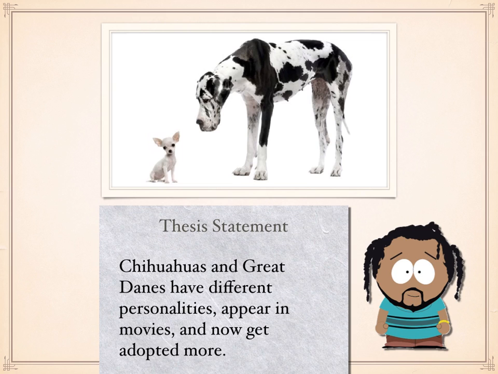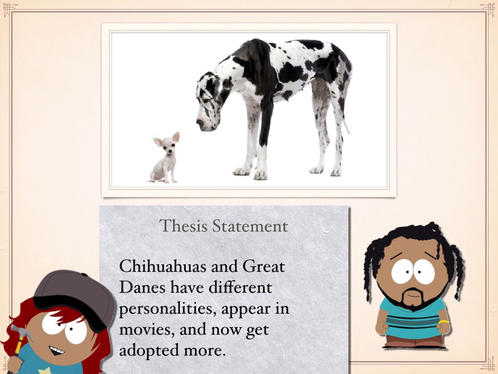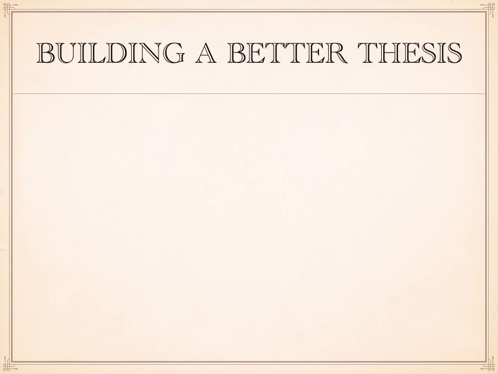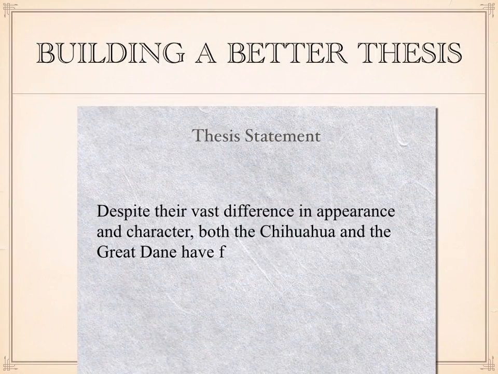Chihuahuas and Great Danes have different personalities, appear in movies, and now get adopted more. Well, okay, this approach is common among writers who are still a little unsure about how to write an essay. Notice that this example looks a lot like a catalog or an outline of your main points, but there's no real substance or flow to it. You can get even more specific than this and make it flow more naturally. So let's try one more.